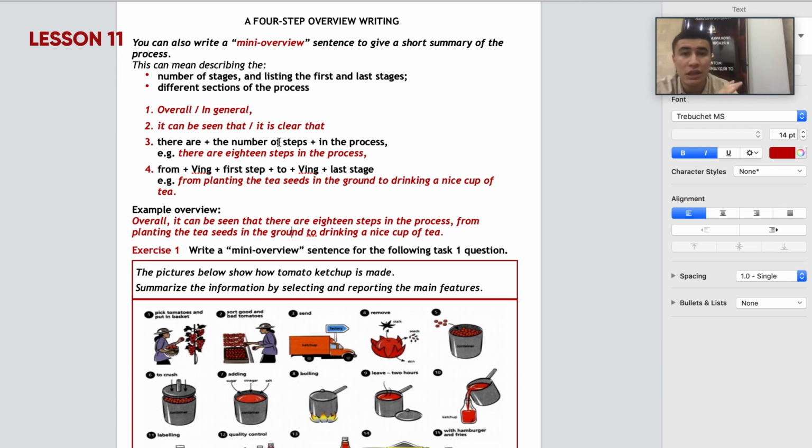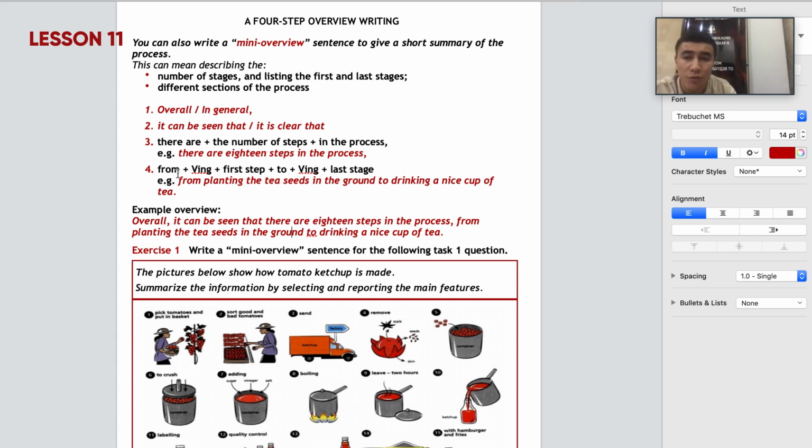The first thing to include in your overview is the number of steps in the process. There are a number of steps in the process. Of course, you should count, but most of the time each step is numbered. There are 18 steps in the process, for example. And then the next information that you should include as well is the first and last step.